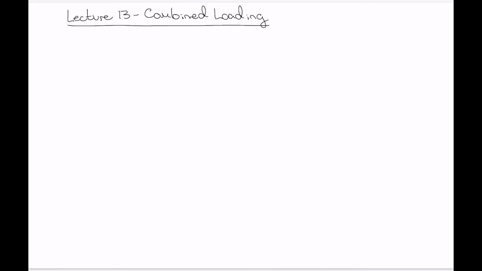So we're moving on now to the third and final section of the course. And the first lecture in this third section is all about combined loading. And this is where we start taking the individual pieces that you've learned so far and bringing them all together.